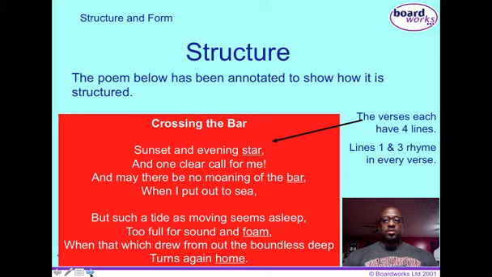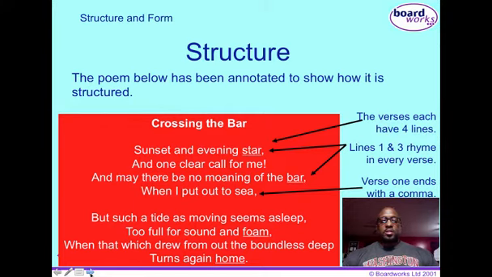Lines 1 and 3, as you notice, rhyme in every verse. So you have star and bar in line 3. And then verse 1 ends with a comma, which means that idea is continuous. And then it also shows that it's ending the same kind of flow in line 4. And lines 2 and 4 rhyme in every verse. So the way it should read is: Sunset and evening star, and one clear call for me. And may there be no moaning of the bar when I put out to sea.